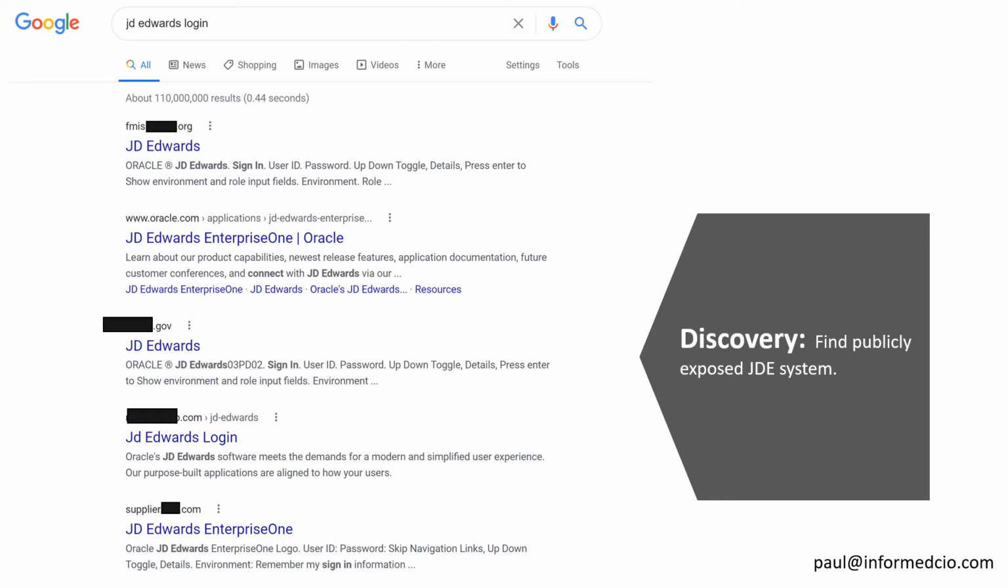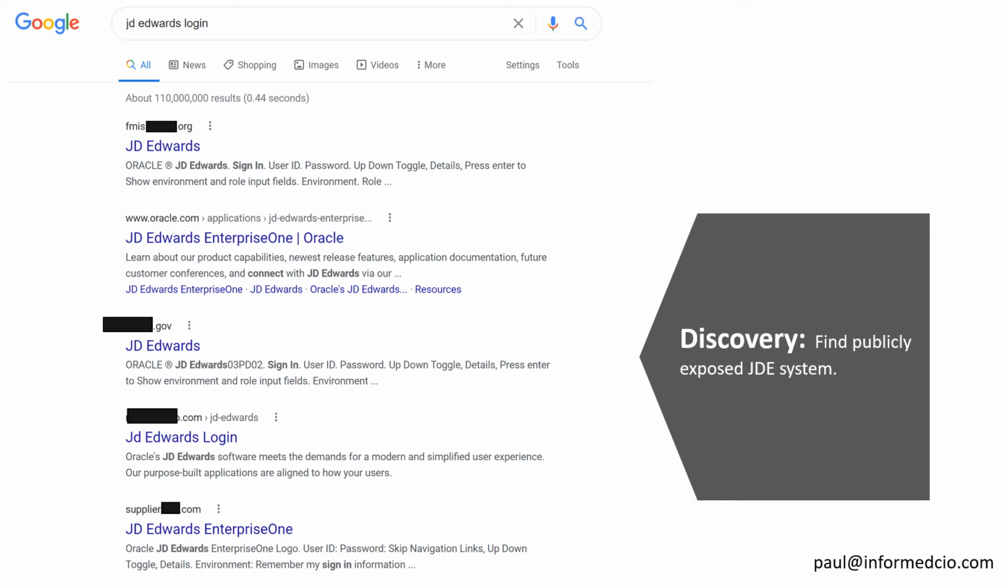One of the first things I recommend companies consider doing is not using their corporate domain name for their JD Edwards system. If you've got to have it publicly exposed, do not tie it directly back to your identity. If somebody is specifically targeting you, it makes it way, way too easy.